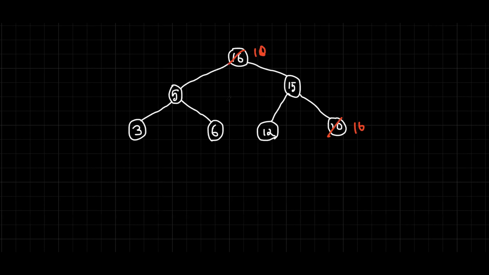Now, if we perform the in-order traversal, at first the call will be in this root, from this root to this 5, then the call will be this 3. So we will store here 3. Now the call will be in this 5. And from 5, the call will be this 6.